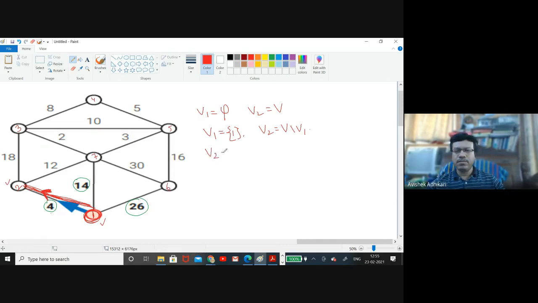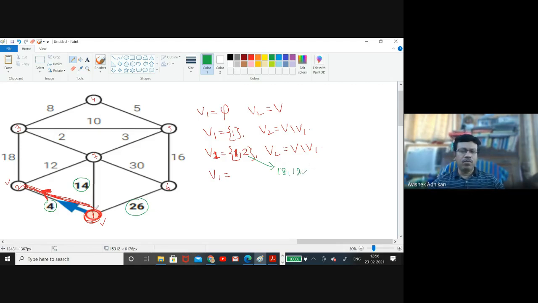Then in the next step, what is V1? I have selected 1 and then 2. And then what is V2? V2 is my V minus V1. Then again in this step, I have to check all the edges from where you can go from these two vertices. You can go from 2 to either 3 or 7, and the cost is either 18 or 12, right?